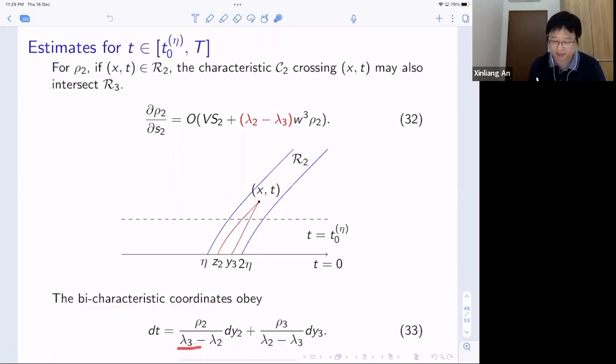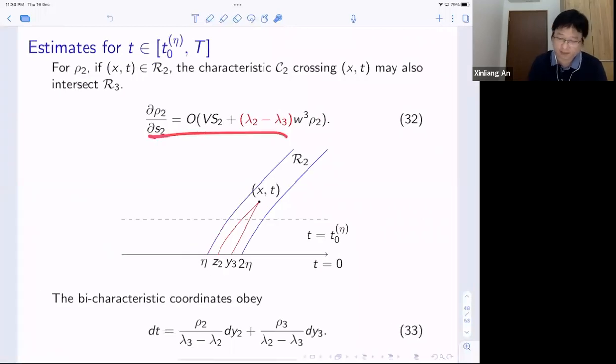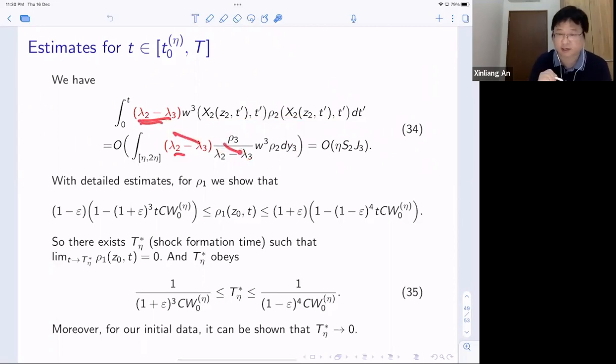But because lambda two and lambda three could be very close to each other, this gives a small divisor, and this coordinate change could be singular. The way we can still proceed using bi-characteristic coordinates is precisely because we have an additional factor here. If we do the integration using bi-characteristic coordinate change, we will have this potential singular term in the denominator, but because we have the small factor here and they cancel out, we can bound everything of order one.